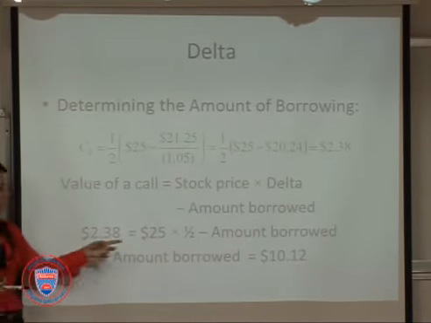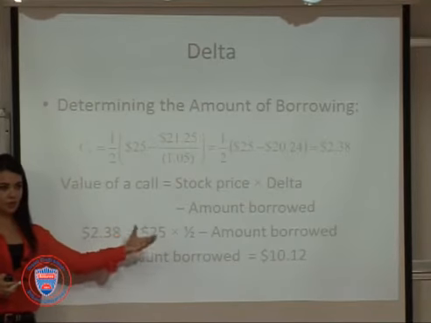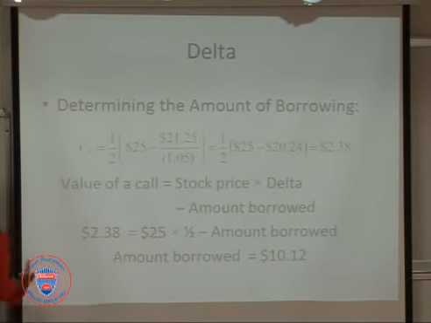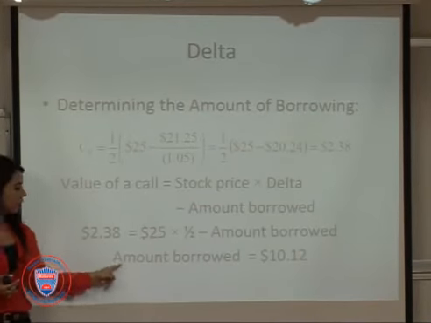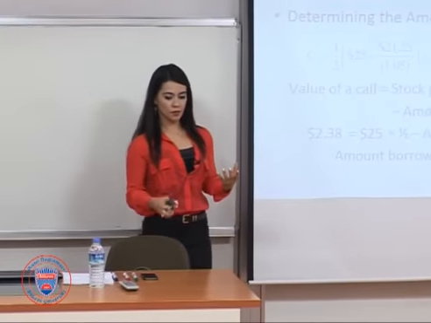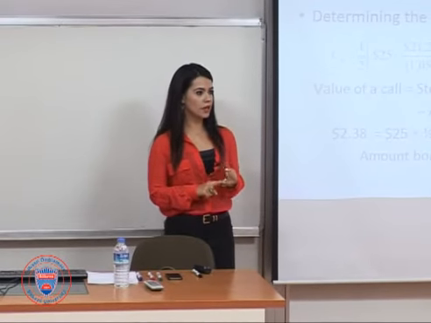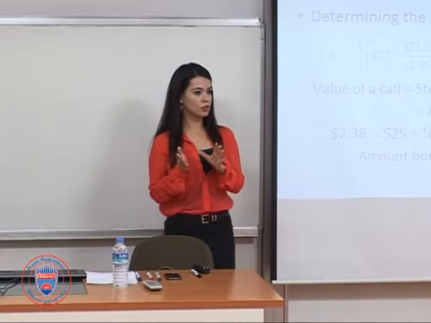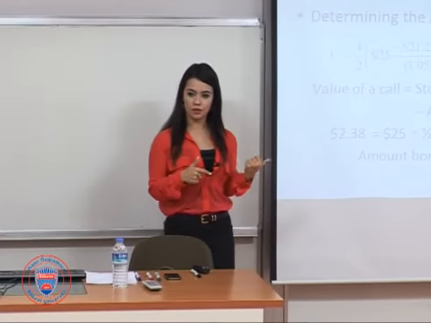So what it means is you're paying 12.5 to buy the stock, but you need to borrow money from the bank so that we can replicate the portfolio. So from here, if the call premium is 2.38, then the amount you need to borrow is 10.12. So what it says is borrow 10.12 from the bank, buy half a stock, its value will be equal to the call option. Is it consistent with what I showed you in the previous slides?